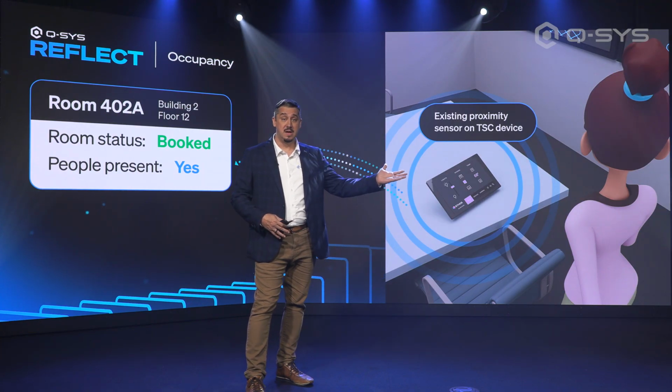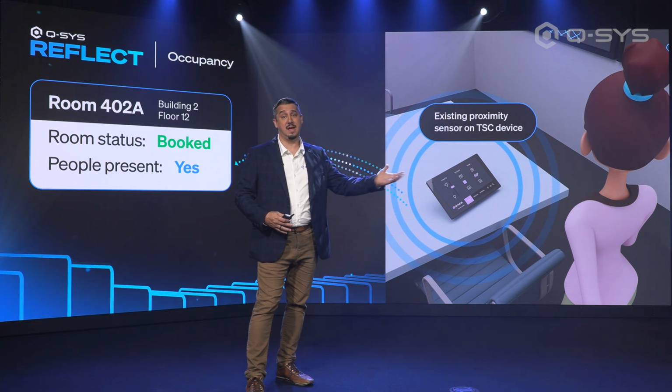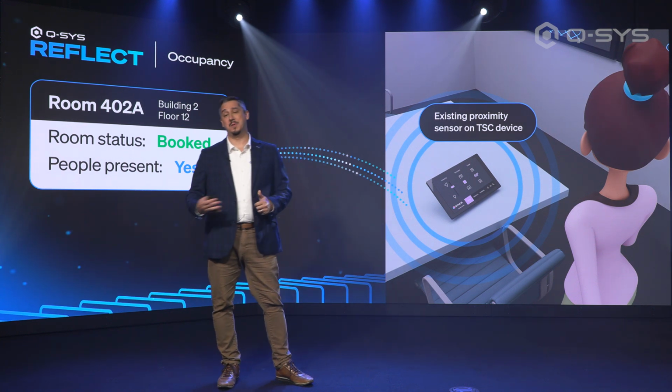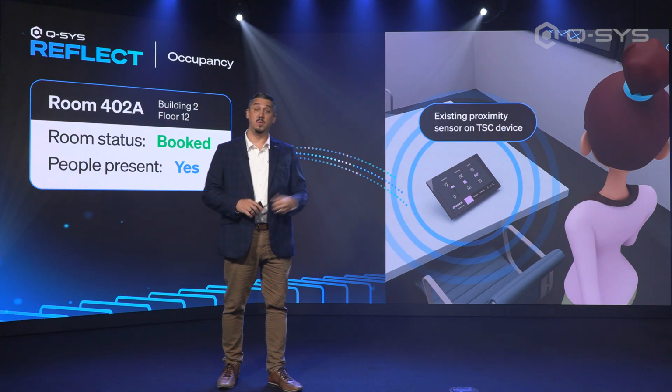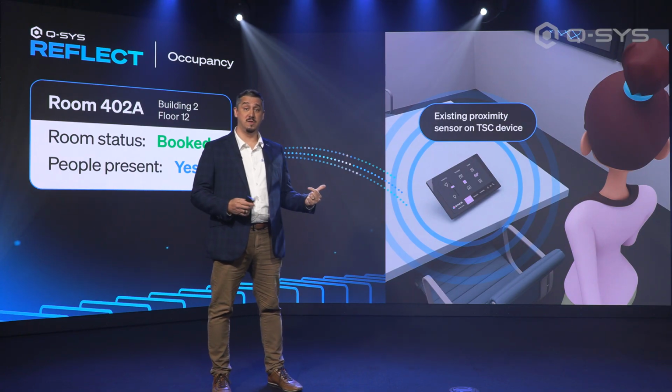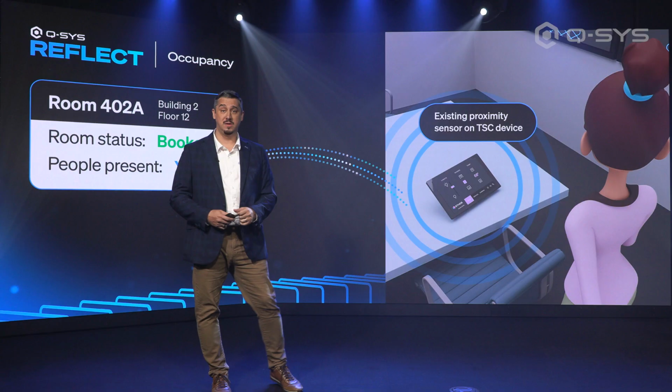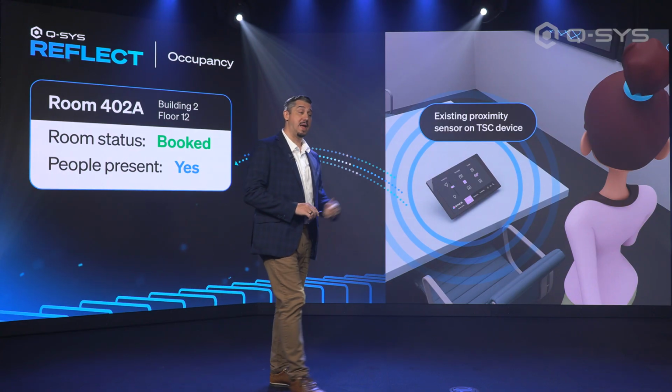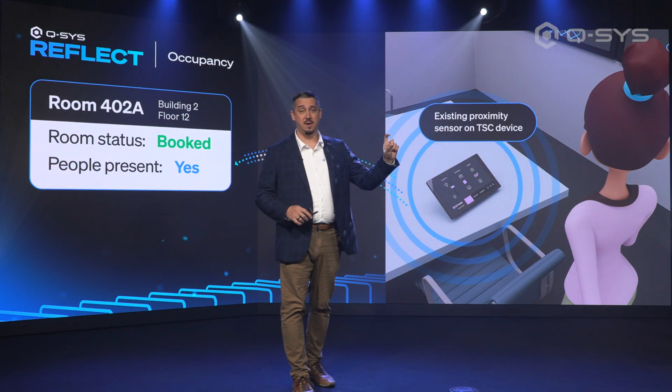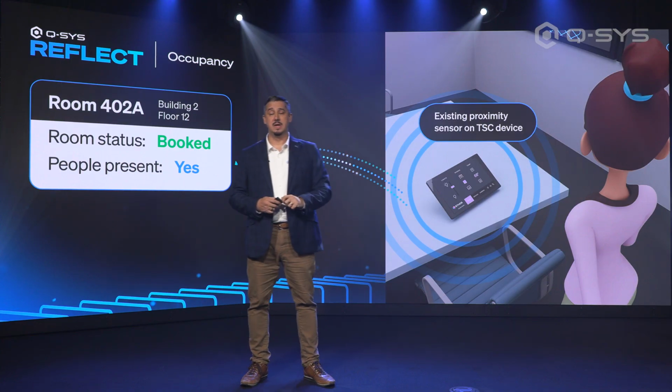An example is our TSC touch panels today have proximity sensors that most people aren't making much use of. We'll be able to tap into those proximity sensors as one of the sensors in a space to tell you that someone is in your space. That particular situation does require you to enable a property in design.